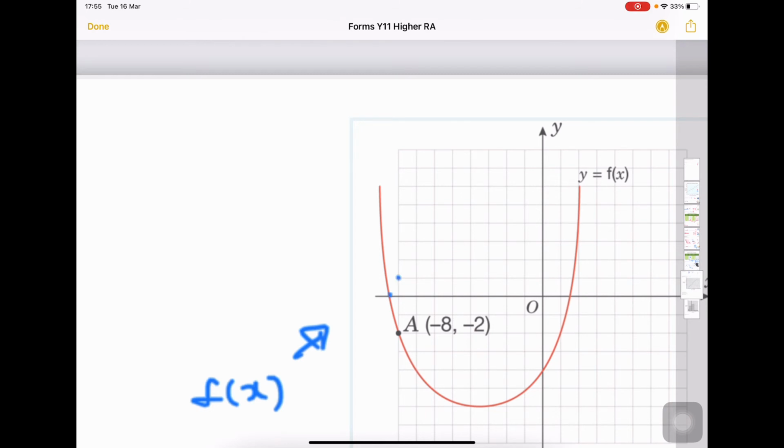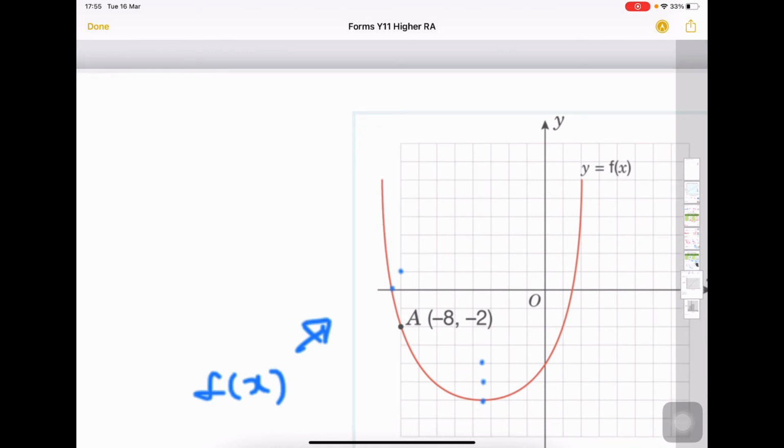So this reflection would look something like this. I'm just seeing where this is: 1, 2, 3, 4, 5, 6. So I'm going to go 6 up: 1, 2, 3, 4, 5, 6. Let's do it here, and just do a rough curve like this. Something like this should get you the mark.